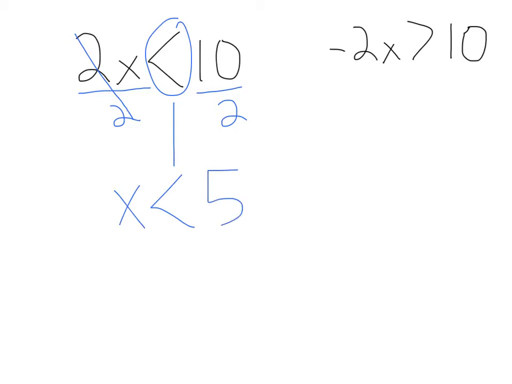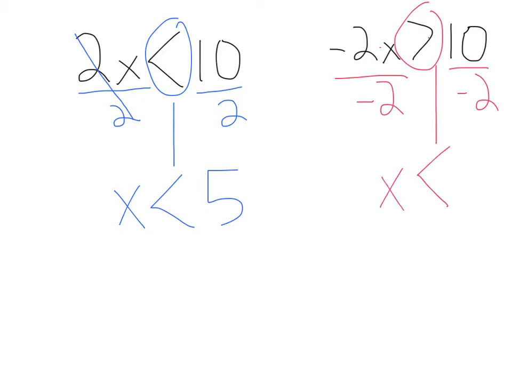Okay, now I've got negative 2x is greater than 10. Now, negative 2x means negative 2 times x, so to get rid of that negative 2, I divide by negative 2, and I'm going to do the same thing to both sides. But what just happened there? I divided by a negative, so that sign, when I bring it down, needs to turn around, meaning it should say x is less than negative 5. Now let's think about that for a second, and let's make sure that makes sense.